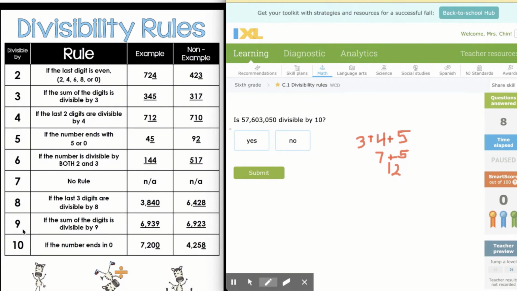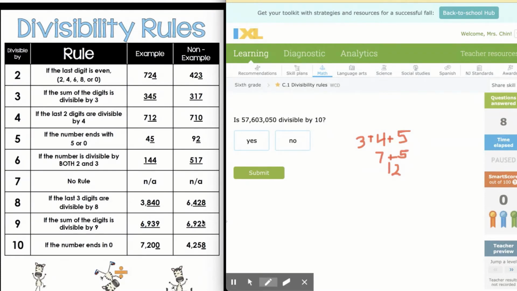All right, so the divisibility rule for 9 is, again, if the sum of the digits is divisible by 9, then the number is divisible by 9. So 6,939. If I add 6 plus 9, I get 15, plus 3, 18, plus 9. 18 plus 9 is 27. And 27 is divisible by 9. I know that 9 times 3 gives me 27. So that means this number, 6,939, is divisible by 9.